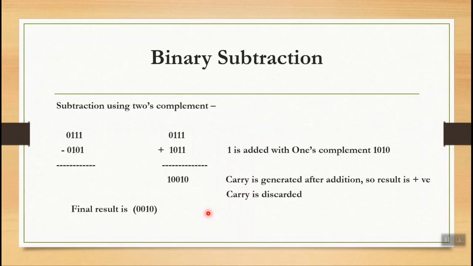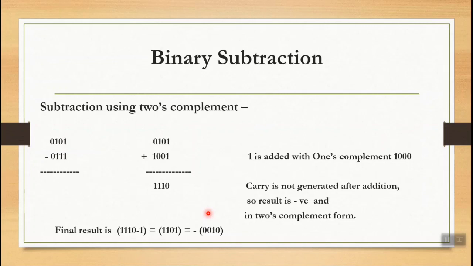That is the next example. What we have done here is 5 minus 7. So 5 is 0 1 0 1 and we keep it as it is. 7 is 0 1 1 1, which we have converted to the 1's complement 1 0 0 0. 1 is added to that, so it has become 1 0 0 1. Now add these two numbers: 1 plus 1 is 0, carry is 1, 0 plus 1 is 1, 1 plus 0 is 1, 0 plus 1 is 1. So this is the result of addition.